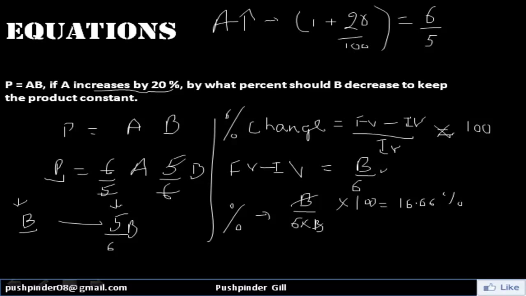So I hope you understood. Let me take a quick recap here. P is equal to A into B. If A increases by 20%, by what percent should B decrease to keep the product constant?